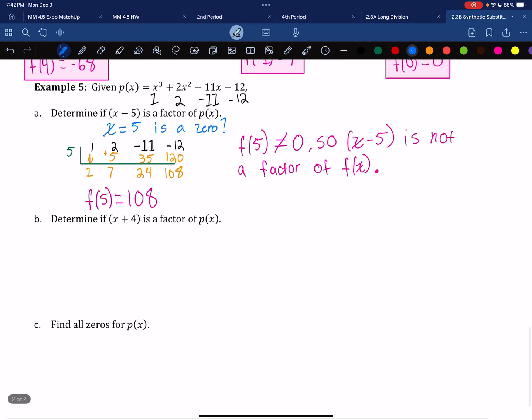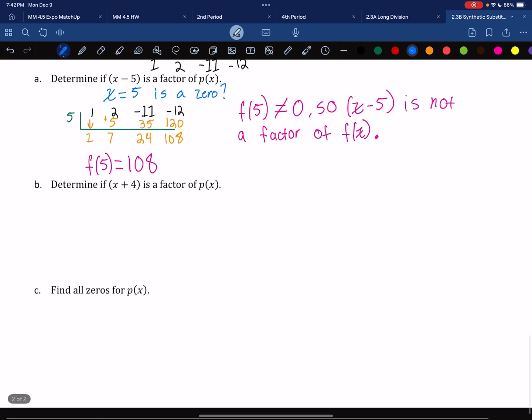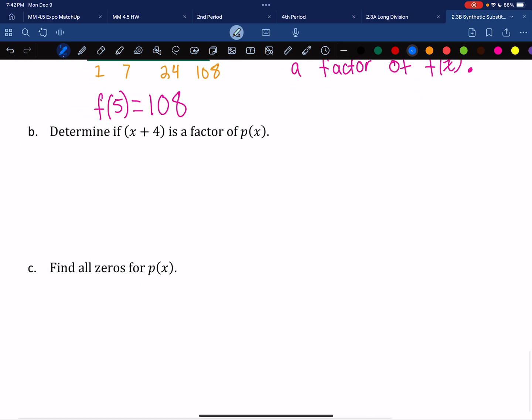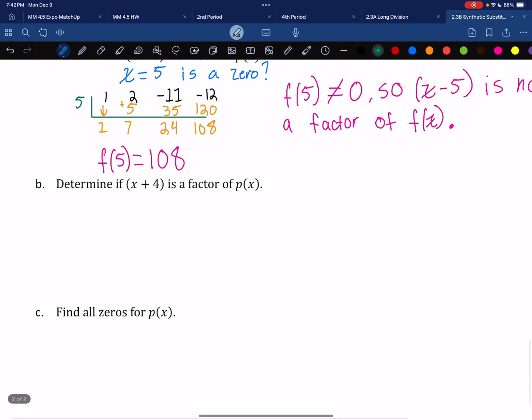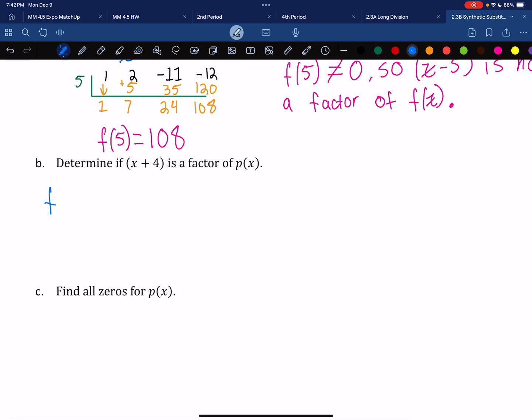Okay, so the last one, for C, we're going to work that one out. I'm going to give you a couple minutes. I'll pause real quick and let you try to do it. So try to solve it. Our factor is x plus 4, so we would be looking for f of negative 4.